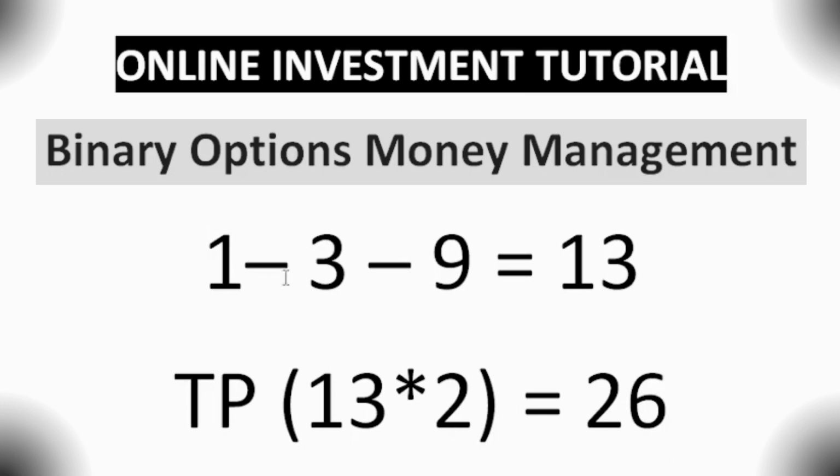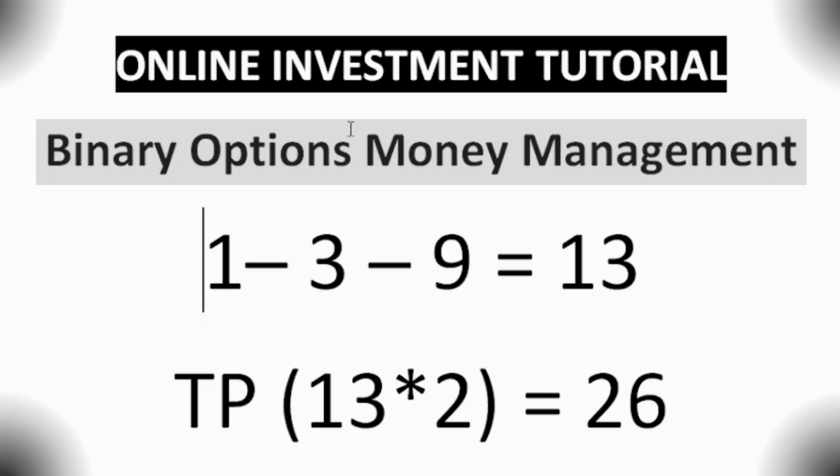But if you invest $1, $3, $9 and you lose all the trades, then your total loss will be $13. Then that day you need to stop trading. And let's say today you lose $13, tomorrow also you lose $13, so your total loss will be $26. Then on the third day you make a profit of $26 by using this 139 again, that means you covered your previous two days' loss, that is $13 and $26.